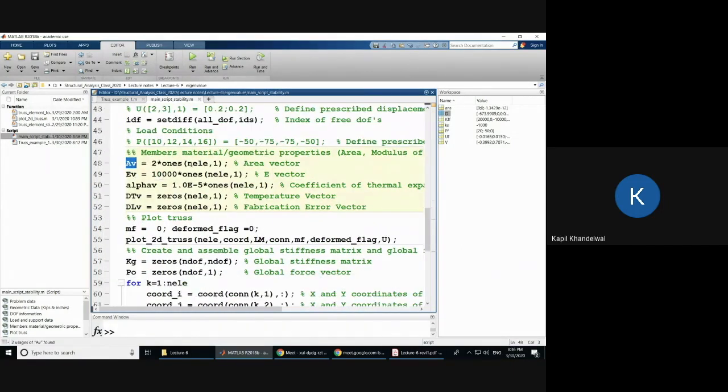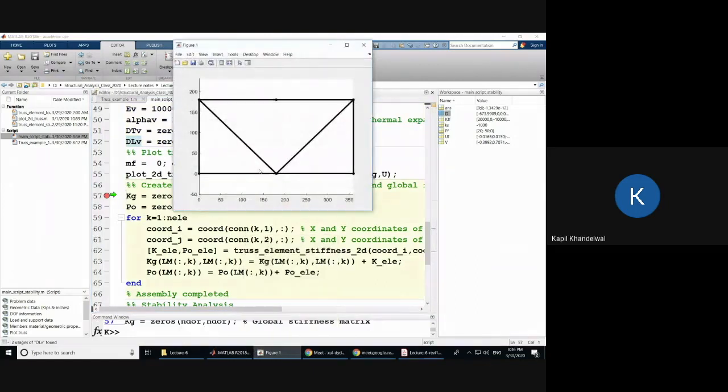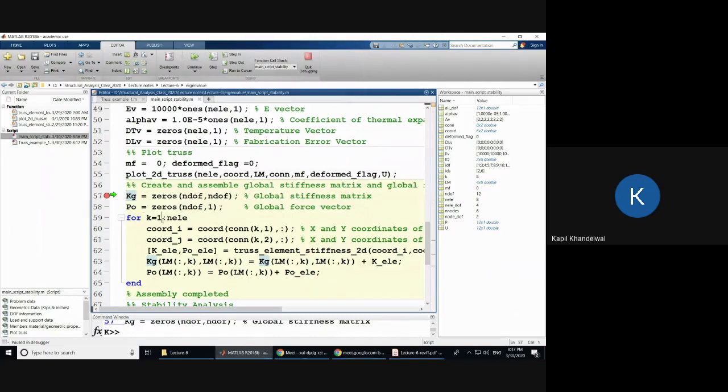Finally, this is the data for area. So all the areas are 2 inches squared. All the E are 10,000 KSI. So this is the value of E, alpha, DT, DL. They are not needed, but they're just there. And finally, I can put a breakpoint here and try to plot the geometry just to check. So you can see that this is the geometry of the structure, and there are no issues. This means that the geometry is okay. And I can close it after this.